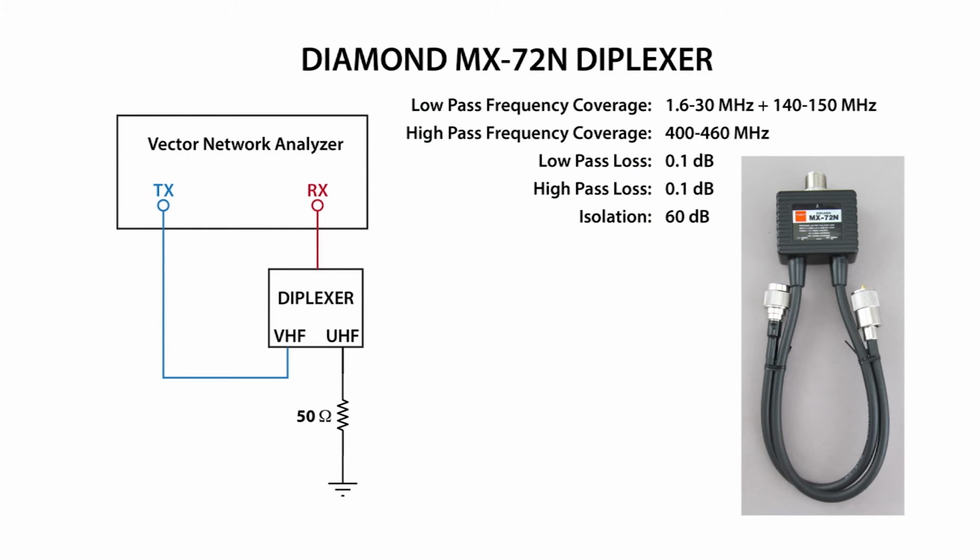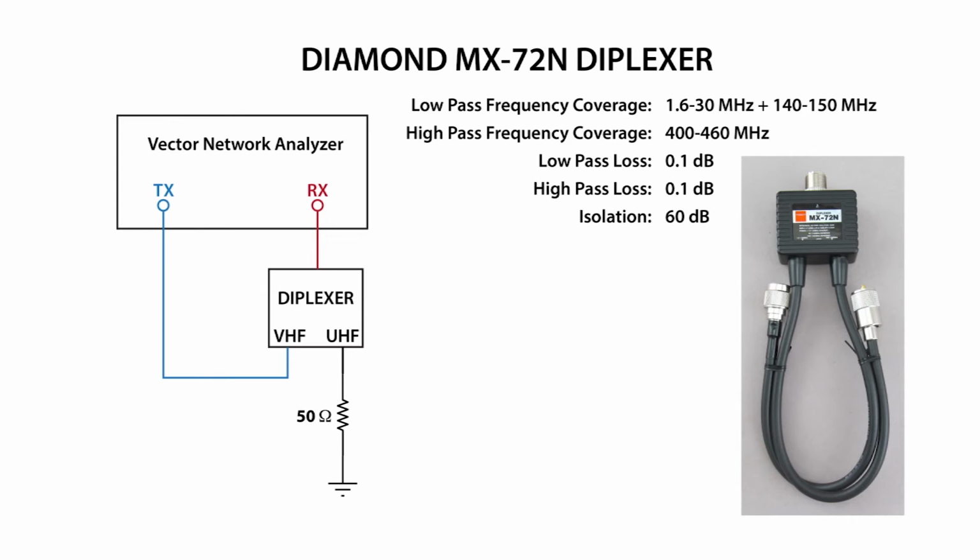Now we're going to measure a 3-port device, namely a Diamond MX72N VHF-UHF diplexer. Since the SDR kit's vector network analyzer can only measure 2 ports at a time, the first question we face is what to do with the third port. The answer is to terminate it in a 50 ohm load.